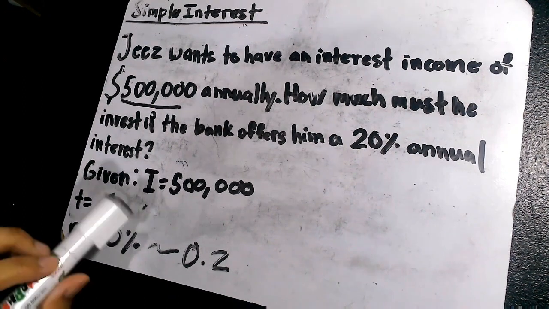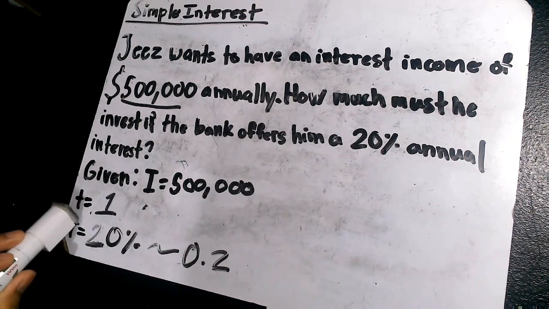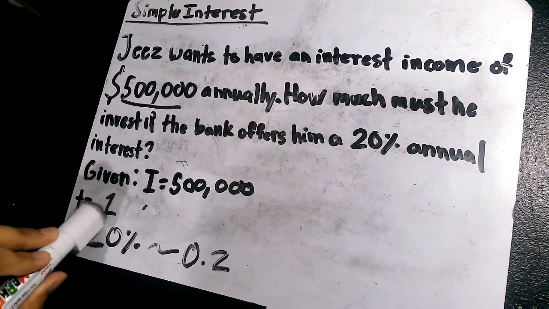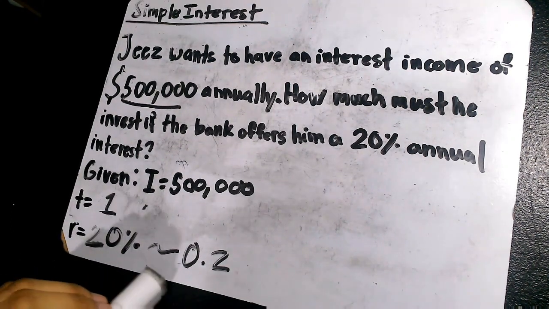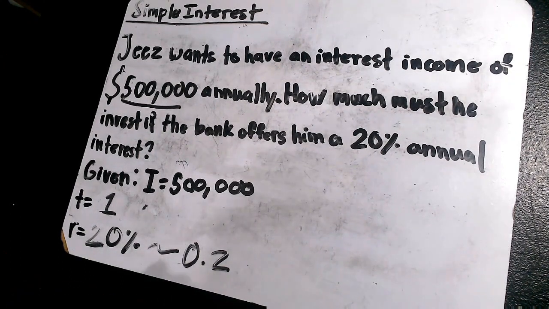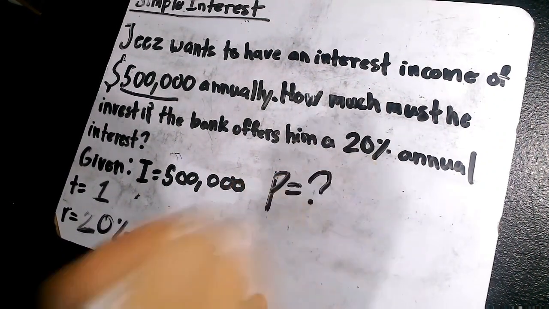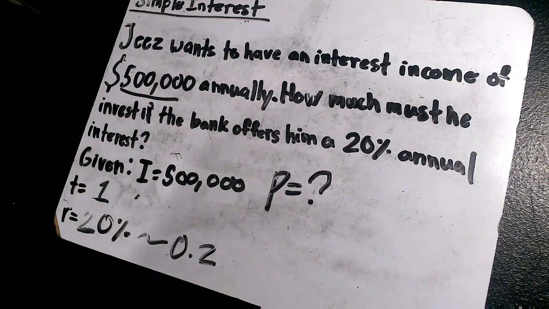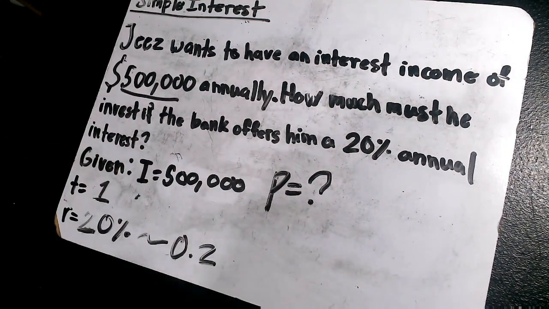We can see that we already have I, which is interest, which is 500,000, and T, which is time, equals 1, and rate 20% transformed into 0.2. Since we already have I, R, and T, all we are missing is P, which is principal amount. Now that we have determined P, or principal amount, is missing, we can now choose a formula to use and solve the problem properly.